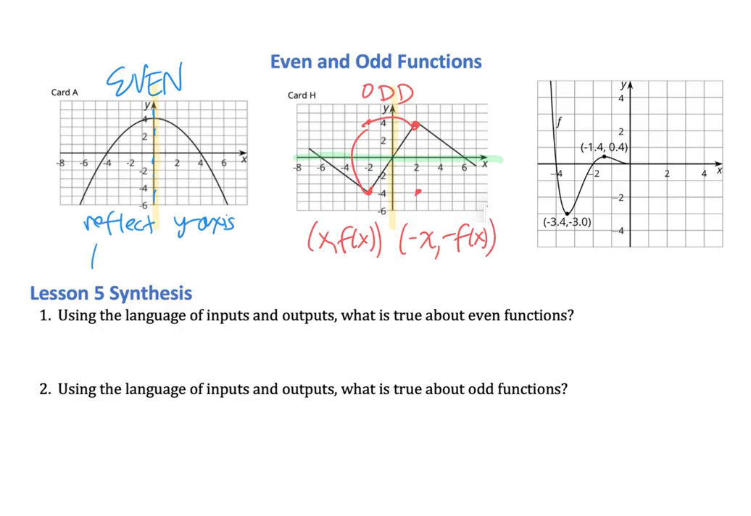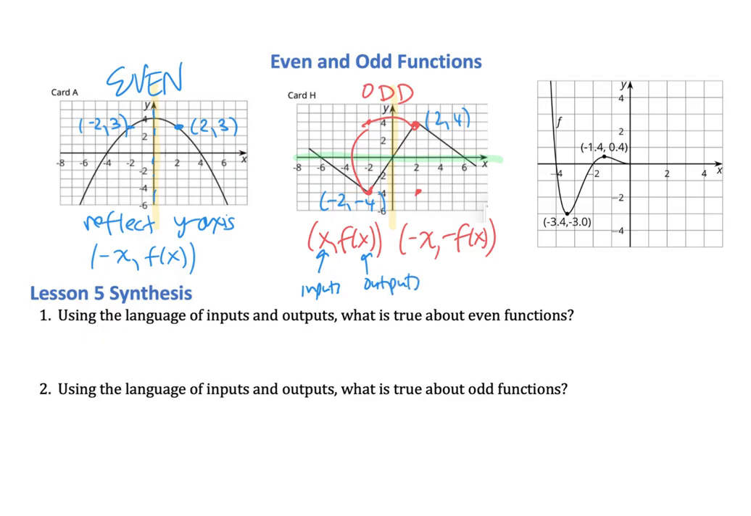For our first one, when we put in the opposite of x, we got the original y. So if I'm starting here with 2, 3, when I put in the opposite of x, I got the same y value. Here, if I started with 2, 4, when I put in the opposite of x, I got the opposite y value. And also remember, we refer to these as inputs and outputs.